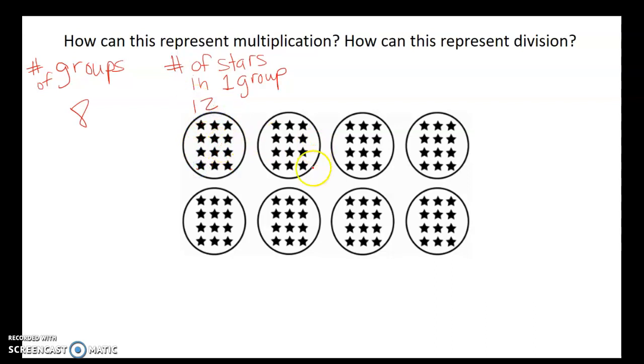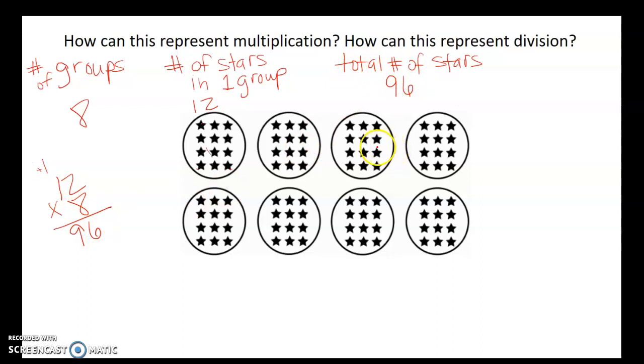All right, and then we need to know the total number of stars. Now, I definitely do not want to count all of these stars, okay? So I'm going to use multiplication, and if there's 12 in one group and I have 8, I can just multiply 12 times 8. 8 times 2 is 16. 8 times 1 is 8, plus the 1 up here gives me 9. So the total number of stars is 96.